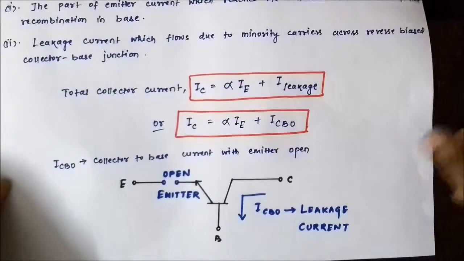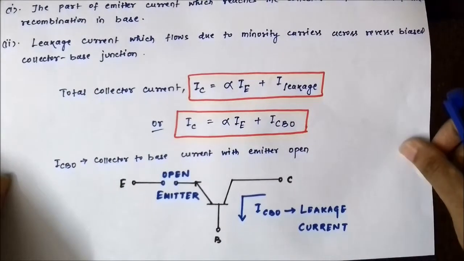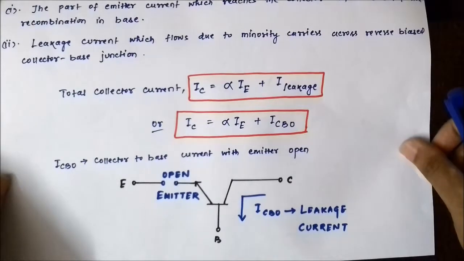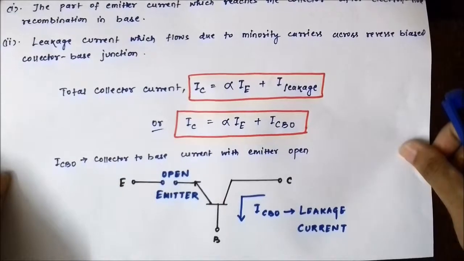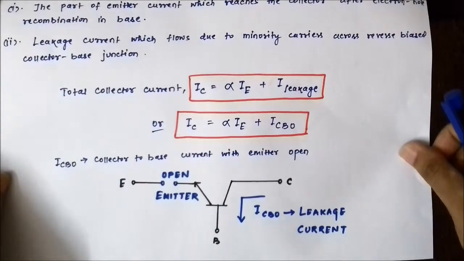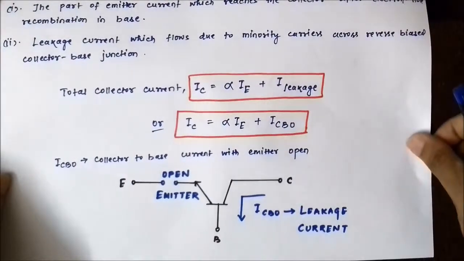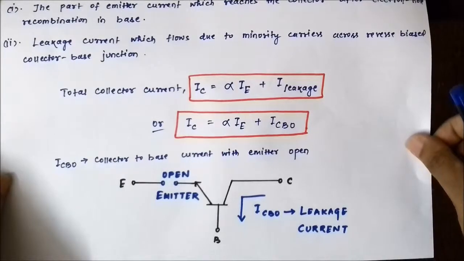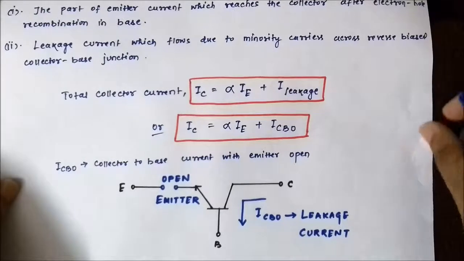So here we have discussed the transistor connection configurations and also some of the important parameters associated with the common base configuration of BJT. In my next video, I will discuss the characteristics, or the voltage current VI characteristics, of common base configuration of BJT, and I will also be discussing the common emitter and common collector configurations in my future videos.